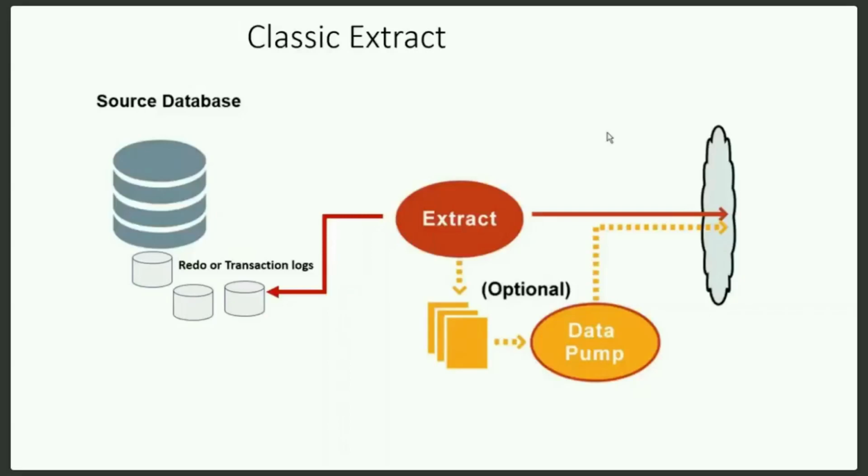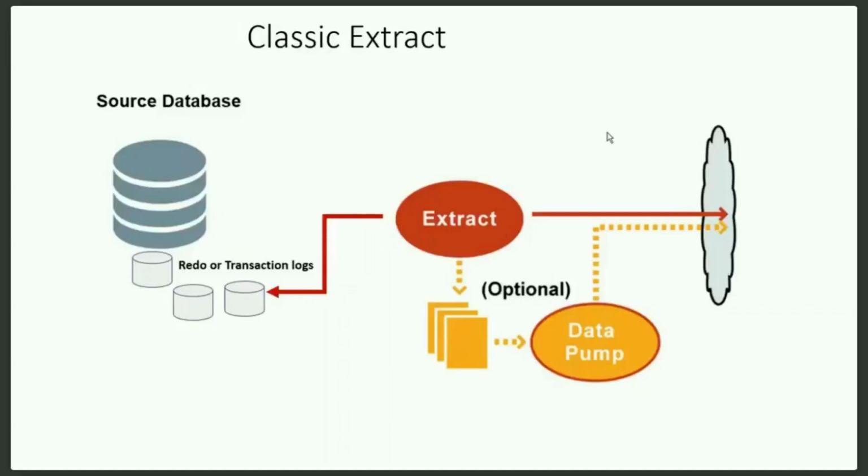So the classic extract is just looking at the redo log files for Oracle, or maybe if it's SQL Server, the transaction logs, writing them to trail files. But we have another GoldenGate process which is called the pump, not to be confused with Oracle export import Data Pump. The GoldenGate pump process writes data over the network to the target side, where it's picked up and applied by the Replicat process.